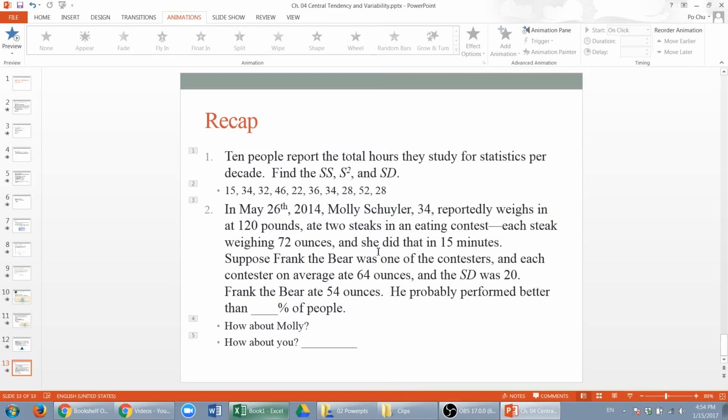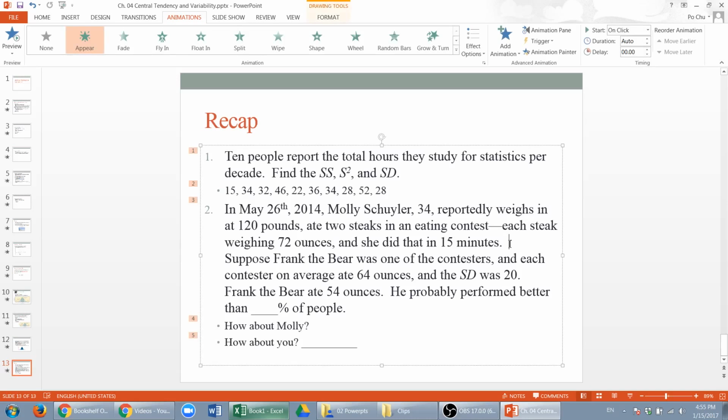Now, second question. On May 26th, 2014, Molly Schuyler, I don't know how to say that, 34, reportedly weighs in at 120 pounds. She's quite light. She ate 2 steaks in an eating contest, and each steak is 72 ounces. And she did that in 15 minutes. This is insane. Please don't try it at home, okay?